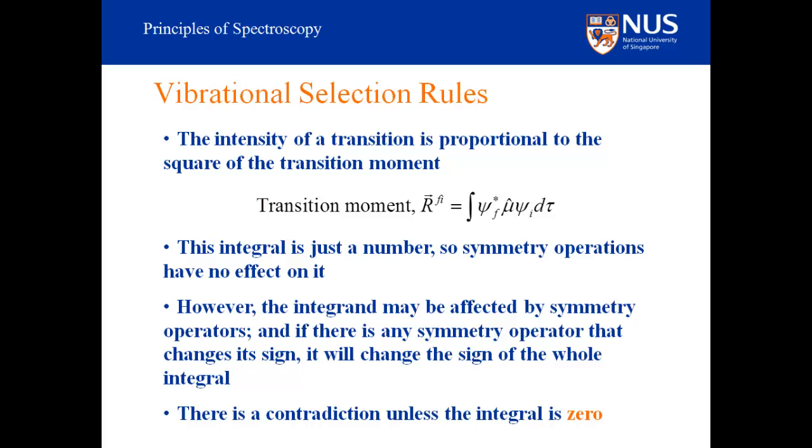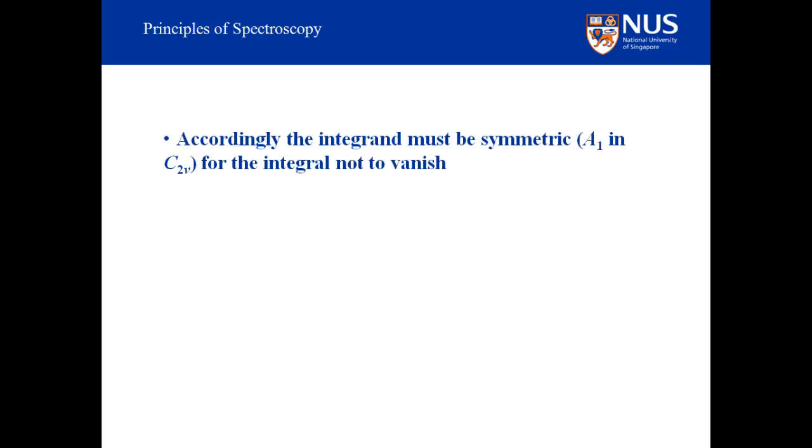Therefore, the integrand must have overall A1 symmetry for it to be non-zero. This is because only an integrand that is totally symmetric is unchanged by the effect of any symmetry operator. Accordingly, the integrand must be symmetric, A1 in the C2V point group, for the integral not to vanish, because symmetry operators leave functions with A1 symmetry unchanged.